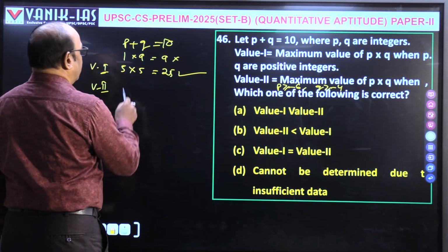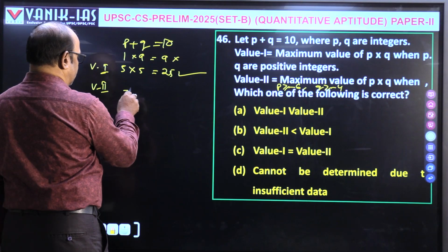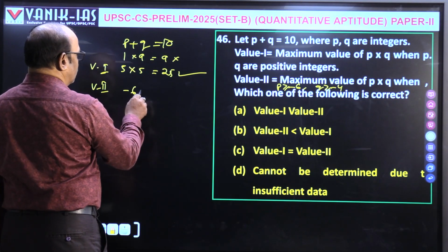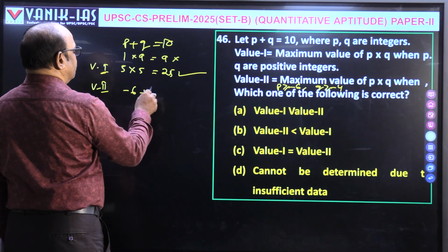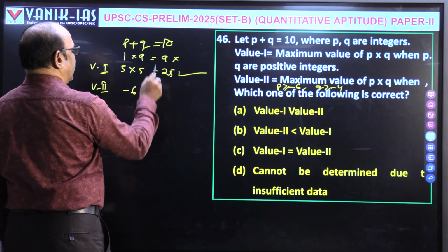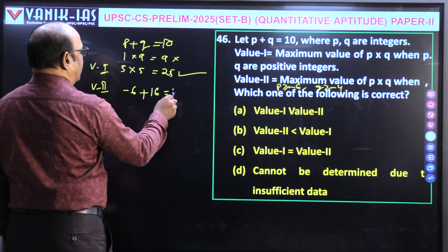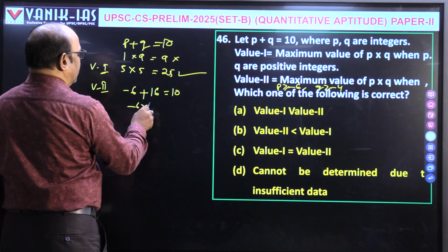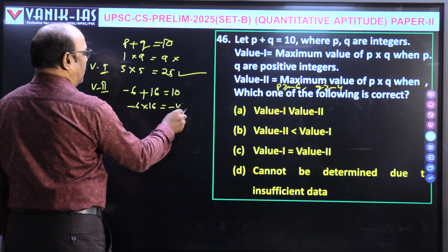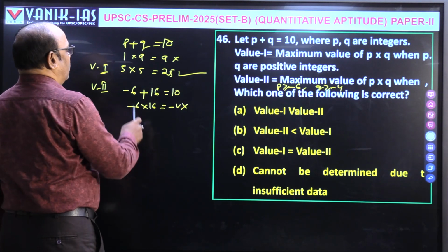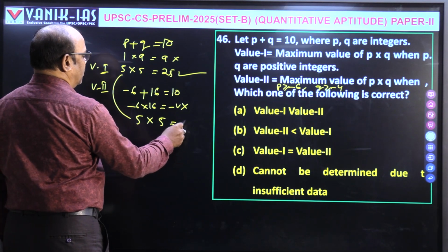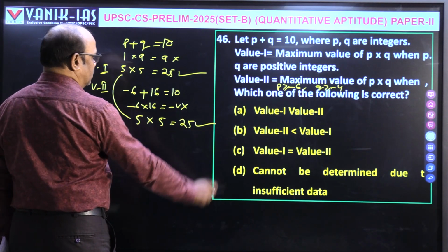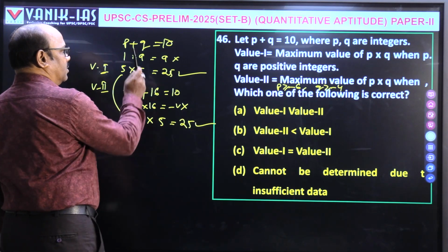And we can write here, if it is minus 6, the other one is positive, so it will be plus 16. So that sum is 10, but minus 6 into 16 is a negative number, it is not the maximum value. So for the maximum value, again both must be positive, this will be 5, again this will be 5, again this is 35. So we can say this is the maximum value for satisfying the sum of 10.